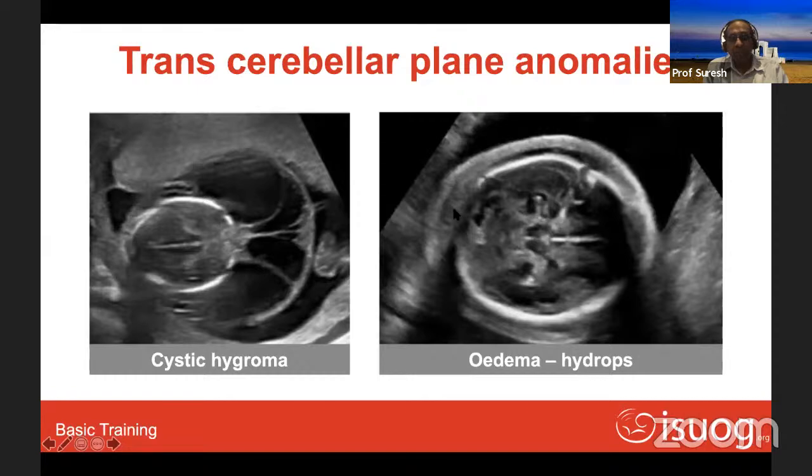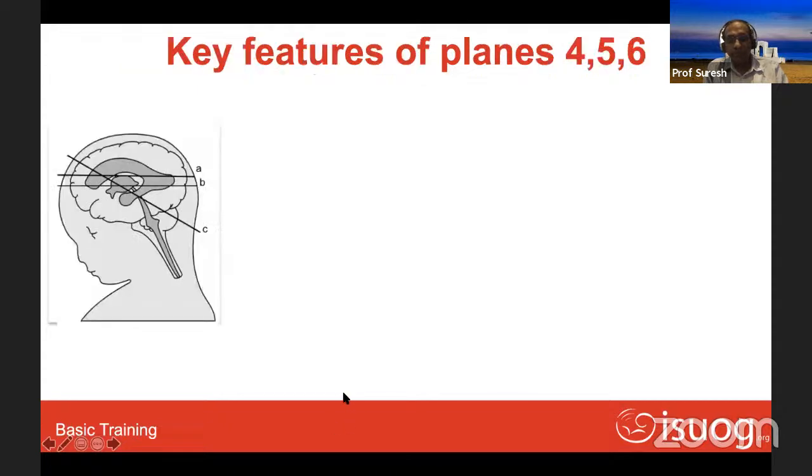And if there's skin edema around the skull, this is usually part of a hydrops. So we look for skin edema in the rest of the body also.